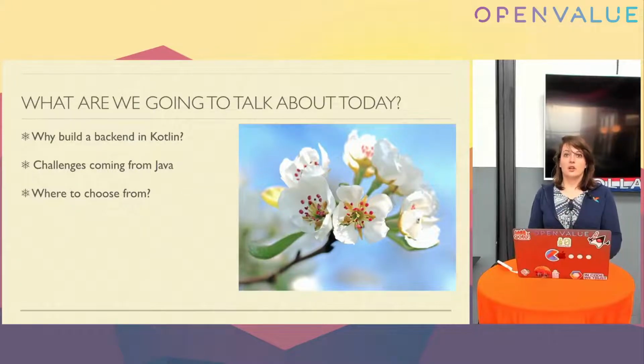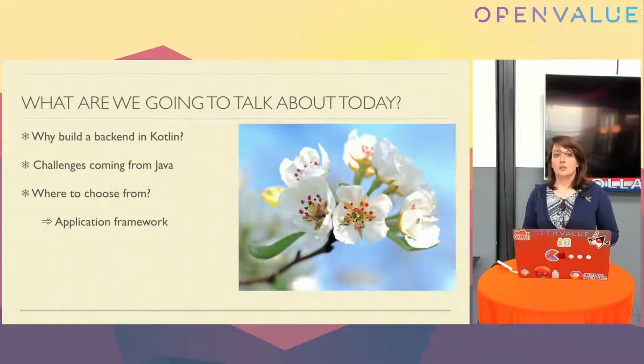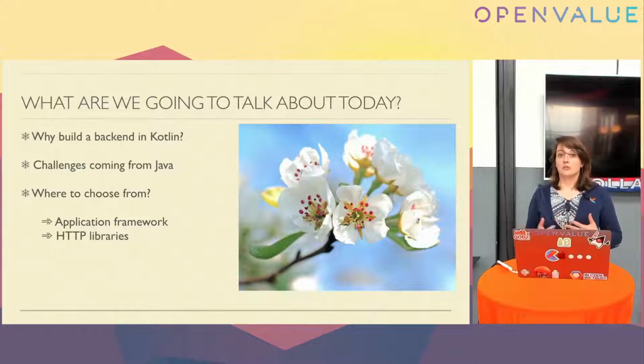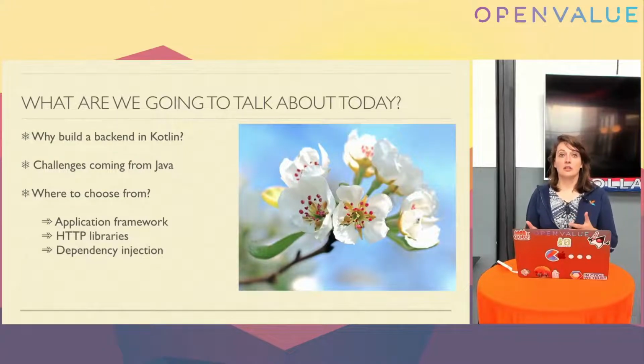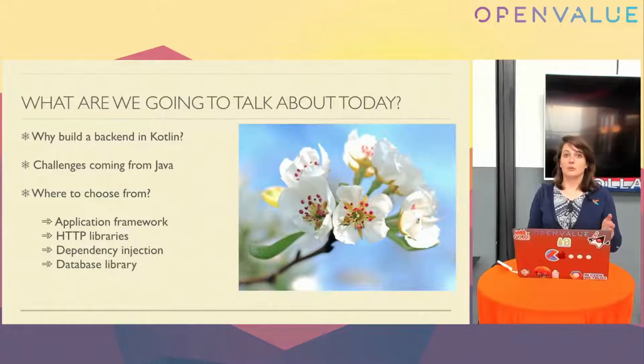And where to choose from. There's a lot to choose from in the ecosystem. It's not only about the language, but there's a whole ecosystem around it. So when you're going to work at the backend side with Kotlin, you need to think about your application framework, your HTTP libraries, for instance, because we are doing a lot of communication through HTTP. Dependency injection, if you want to use it, you don't necessarily need to, but if you want to, you can have a thought about that as well. And of course, database libraries. We're working nowadays lots with data, and a lot of our applications at the backend side are using database libraries, so this is an important thing to think about.